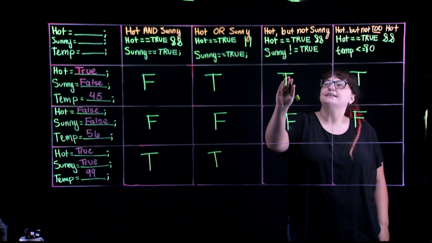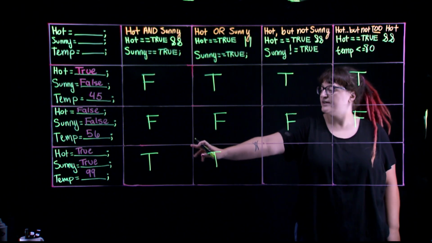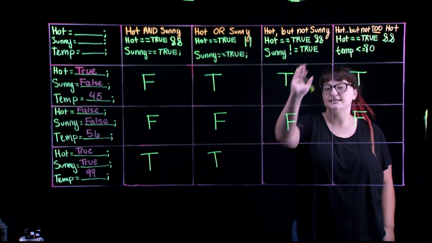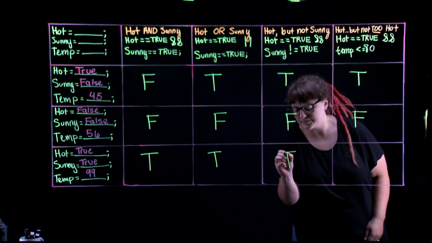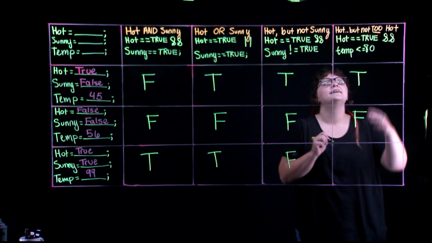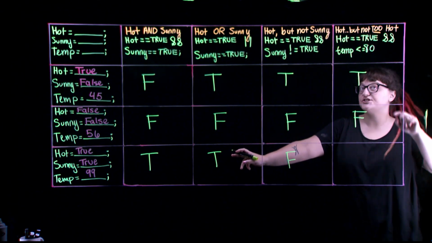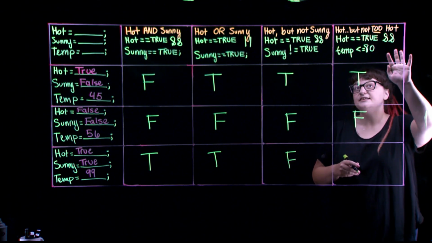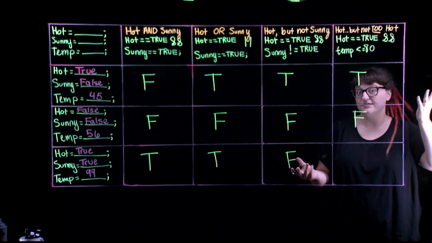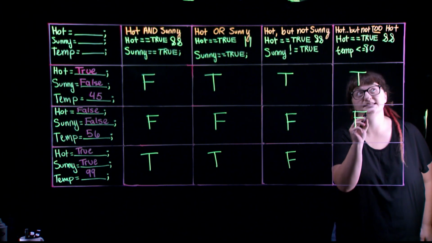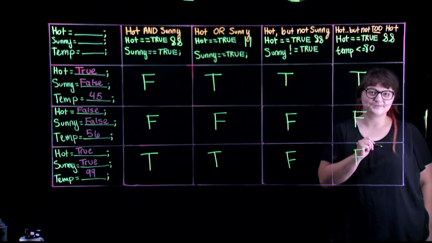Hot but not sunny. Hot is equaling true. Sunny should not be equal to true, but it is in this case. And since this is an and, that means since one of them is false, the whole statement's going to be false. Okay? And then hot but not too hot. So hot is equal to true, check. But temp is not less than or equal to 80. 99 is going to be greater than 80, right? So since it's an and, that disqualifies us to be false.